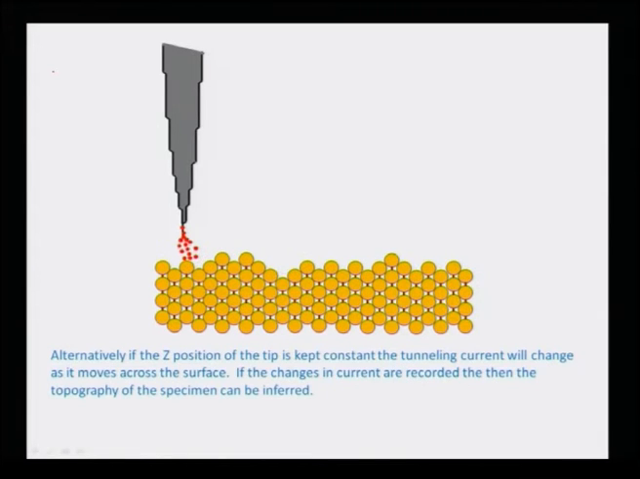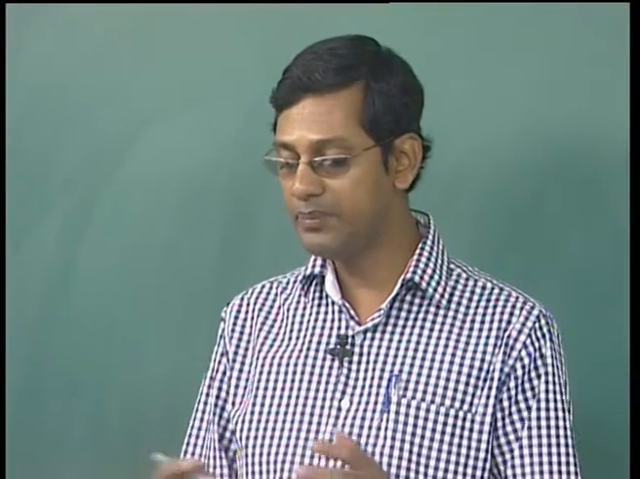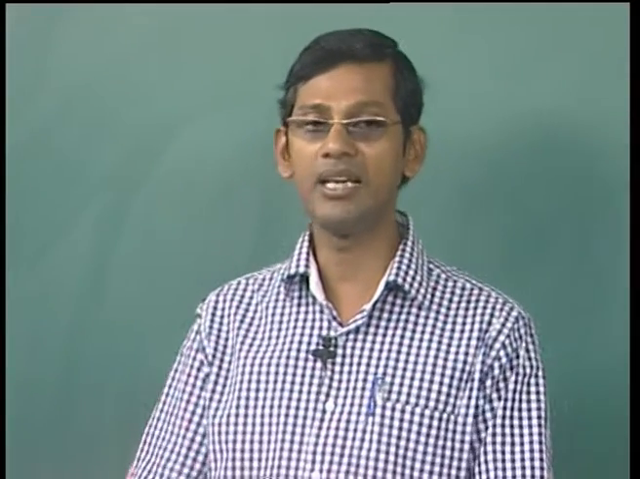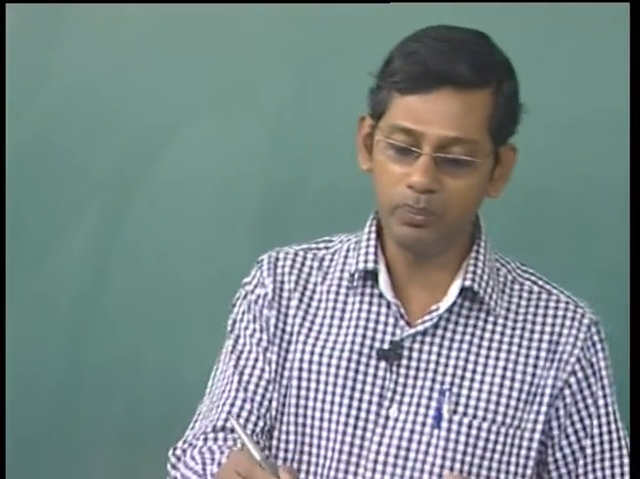Another way we can do is that we can keep the z position of the tip constant, that is the distance of the tip from the sample surface can be kept constant, and tunneling current obviously will change depending on the surface configuration. Whenever the atoms are closer to the tip, there will be more tunneling current; when atoms are farther from the tip, there will be less tunneling current. So if these changes in the tunneling current are recorded, and you plot the tunneling current variation as a function of spatial variables x and y or z, then we can get a topographic image. So this is called B.